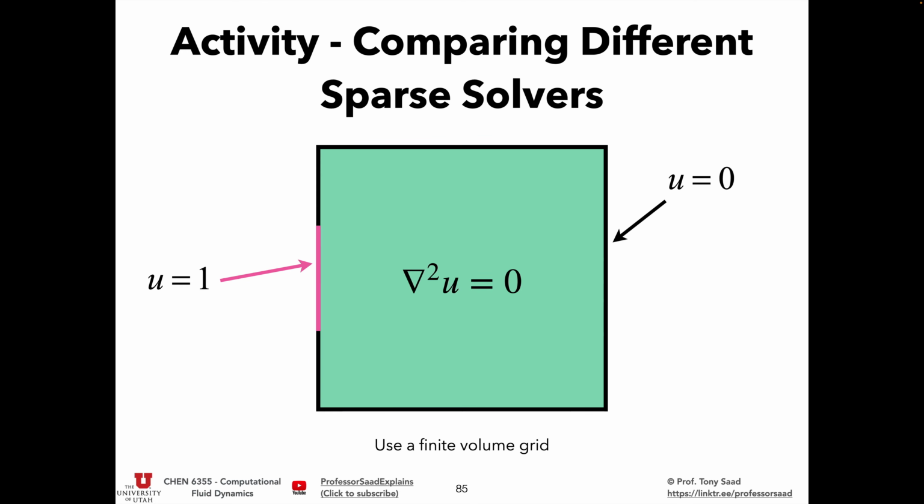Let's begin. Today's activity will be on implementing these Python sparse solvers to solve the heat equation in the unit square. So we've got del squared U equals 0 with Dirichlet conditions everywhere on the boundary: U equals 0 except for a small strip on the left wall where U is equal to 1. We will solve this on a finite volume grid because that's the grid that you will be using through the end of the semester.